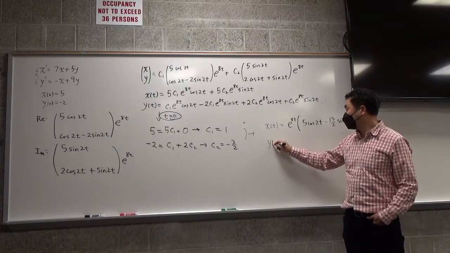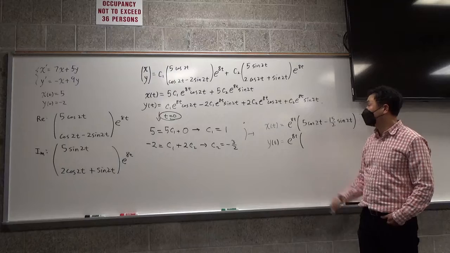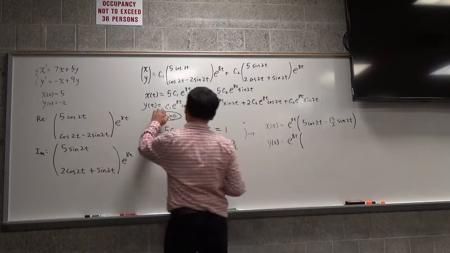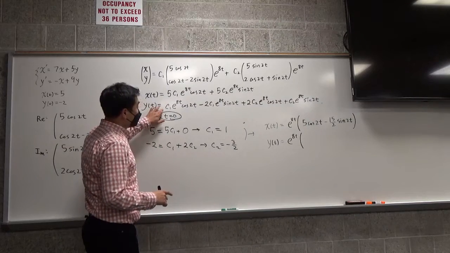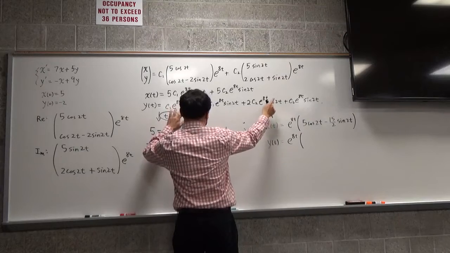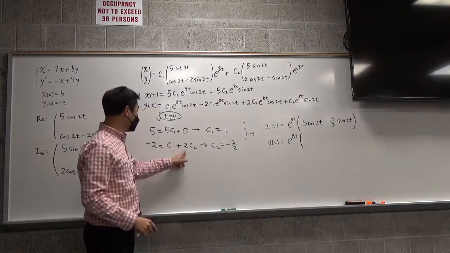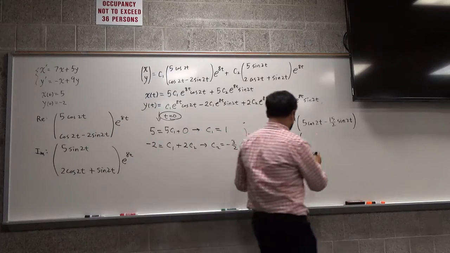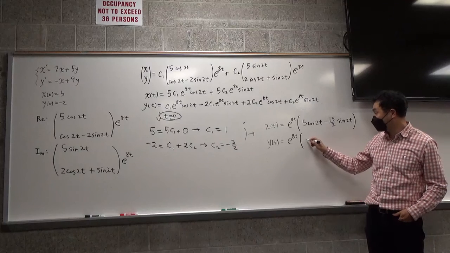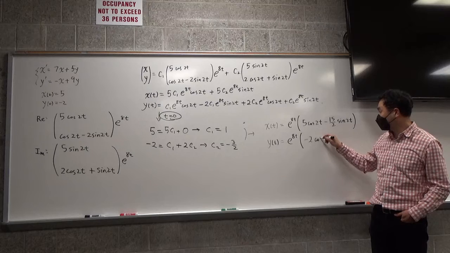And then y of t is e to the 8t. And then, let's see, c1 is 1. And there's another e to the 8t cosine 2t, right? So these two are like terms, which gives you c1 plus 2c2. But c1 plus 2c2 is negative 2, right? So instead of figuring out what c1 and c2 are individually, you can just say this should be negative 2 cosine 2t.